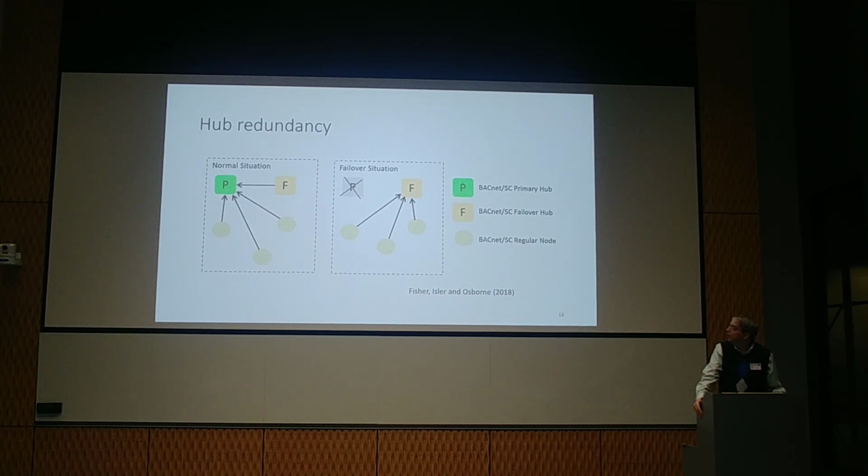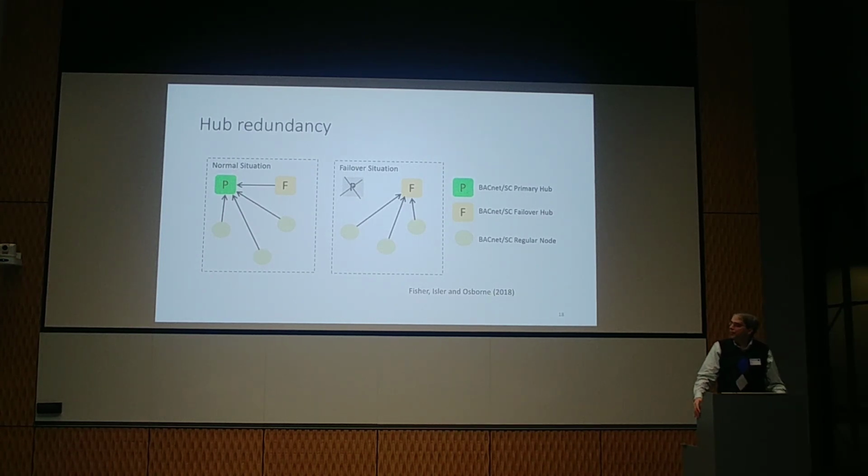As well, we decided that one hub was probably not enough for some customers. They're going to want to have some redundancy. And since the hub has such a central role in BACnet SC networks, we've added failover hubs, or secondary hubs, to the architecture. So the idea here is that devices connect to the primary hub, but if it goes down for some reason, devices will then connect to the secondary or failover hub, and communication will be able to continue as before.